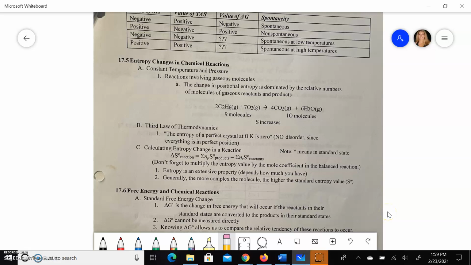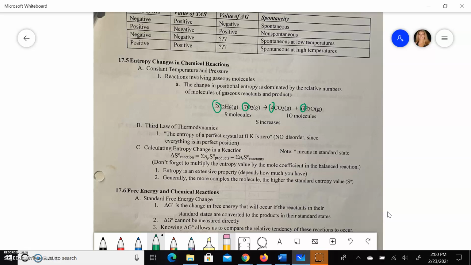In our last lesson, we started talking about entropy and Gibbs free energy. And in 17.5, the first part of this is going to talk about how you can also change the number of molecules in order to change the entropy. So we talked about how it's dependent on temperature. You can also change states of matter. But notice that in that reaction, you have a total of 9 molecules on the left, and they're getting that from these numbers. And then you have 10 on the right. And so because you have more particles, there are more possible positions, which means the entropy increases.